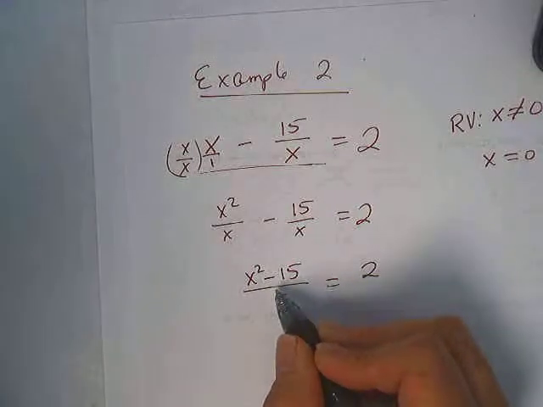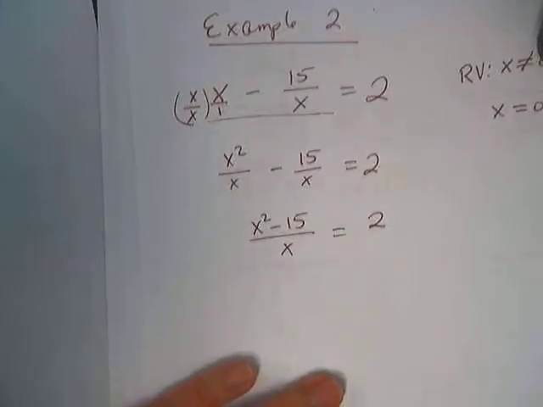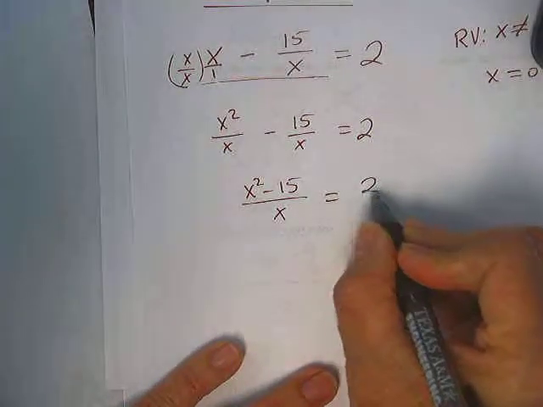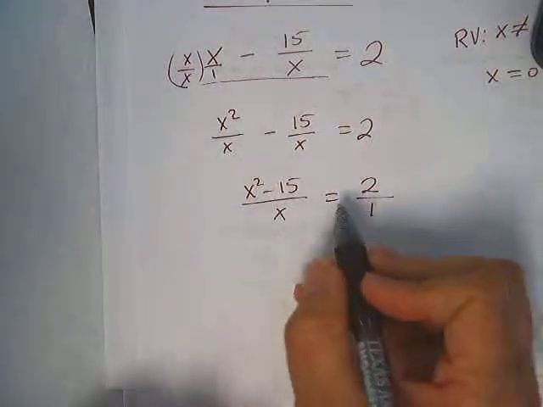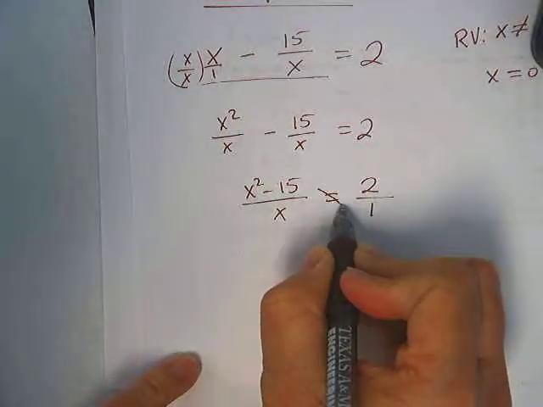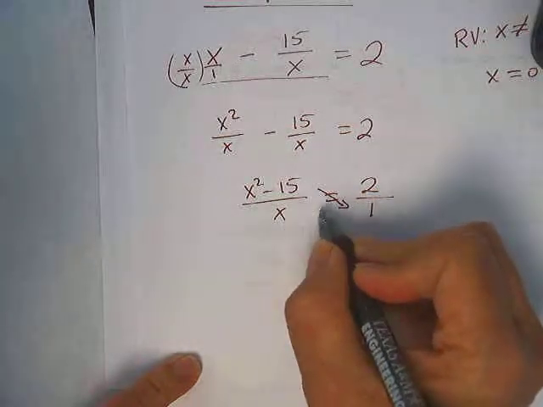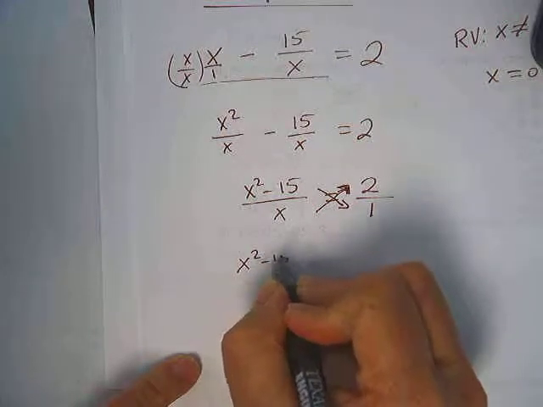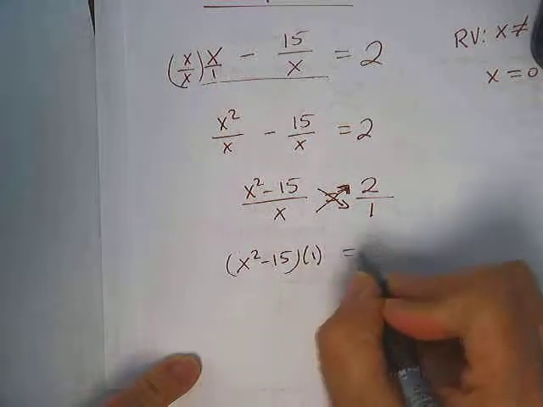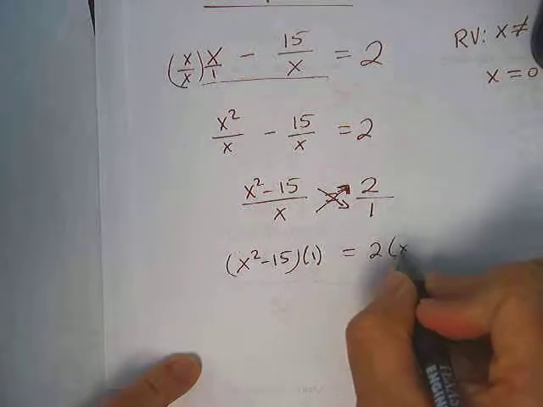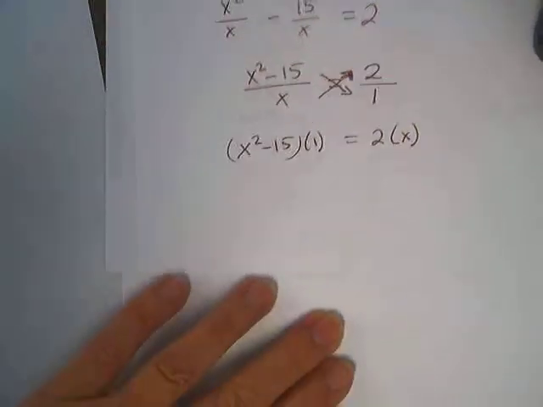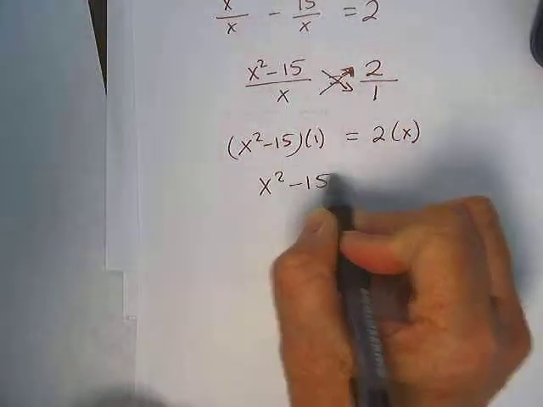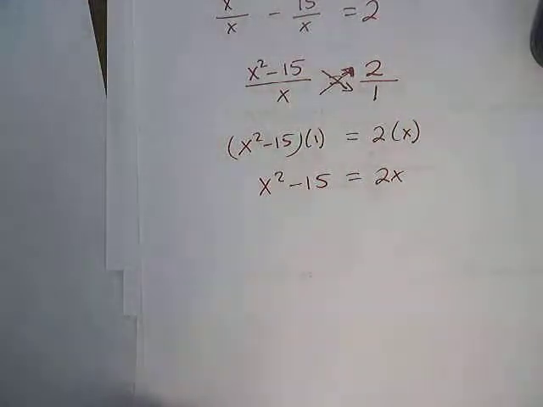Once we have a single term over here and a single term on the other side of our equal sign, we can go ahead and cross multiply. We must remember that any whole number is over 1. So when I cross multiply, I'll have x squared minus 15 multiplied by 1 and x multiplied by 2. So x squared minus 15 multiplied by 1 is equal to 2 multiplied by x. I think we might have a quadratic here. 1 times anything is itself, so x squared minus 15 equals 2x.